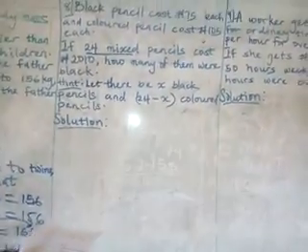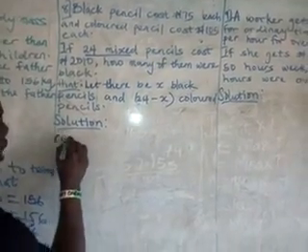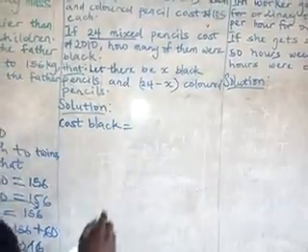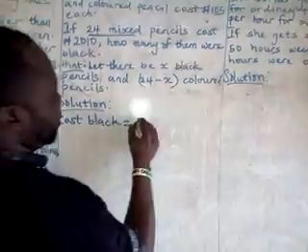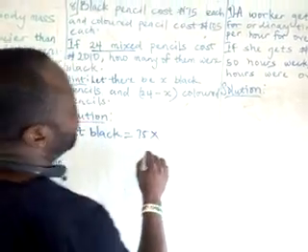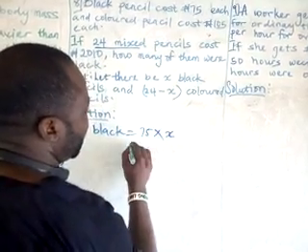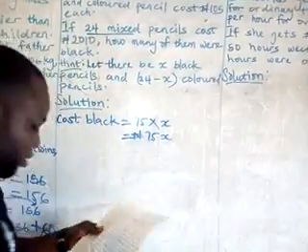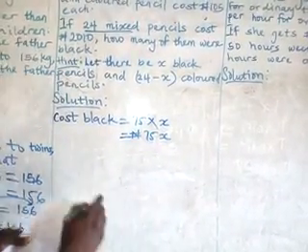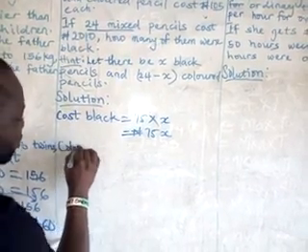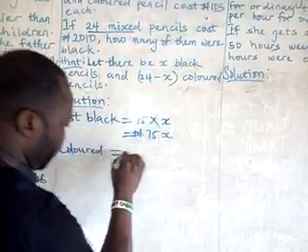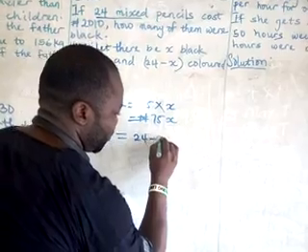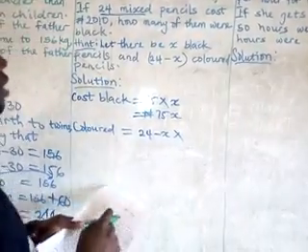So what do we do? It's very simple. The cost of black will now be 75 naira each, 75 times X, which equals 75X naira. Are you getting it now? Why that of colored will now be 24 minus X times, what were you given?